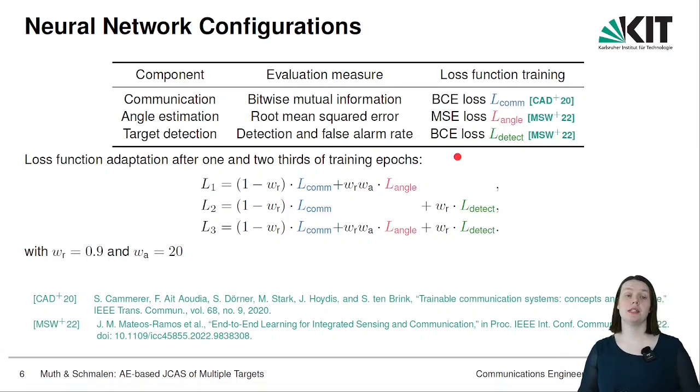We saw that our results improve if we split our training into 3 different parts, and in each different part we adapt the loss function a bit. Meaning that here in the first part we only train the angle estimation and the communication. In the second part we only do communication and detection, and then in the third part we have all 3. Then I have here these weighing factors. We just swap them and then set them to reasonable values. So this is why we have here 0.9 and then 20 for the angle.